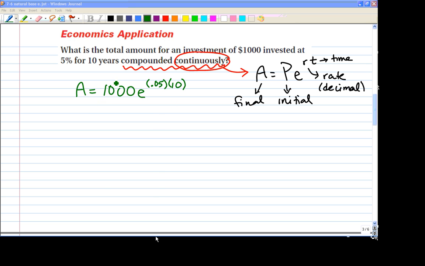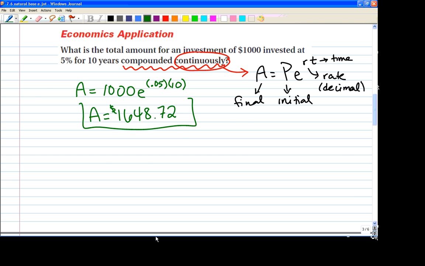At this point, you could just take that, plug it into your calculator, and you'll get A equals 1648.72. So, after 10 years at 5% interest compounded continuously, $1,000 will become a happy $1,648.72.